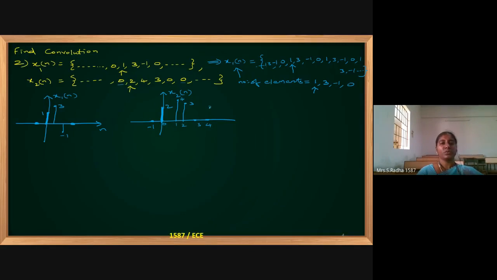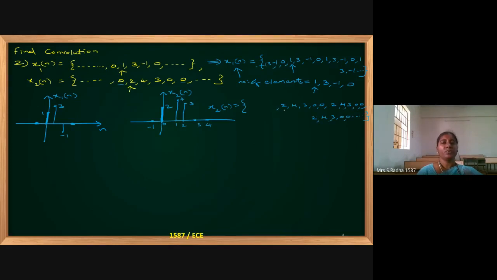So this x2 of n sequence is nothing but 2, 4, 3, 0, 0. After 0 from the left, it should be again 2, 4, 3, 0, 0. Again, after 0, 2, 4, 3, 0, 0. Like that, the sequence will be infinite. There is some repetition going on.